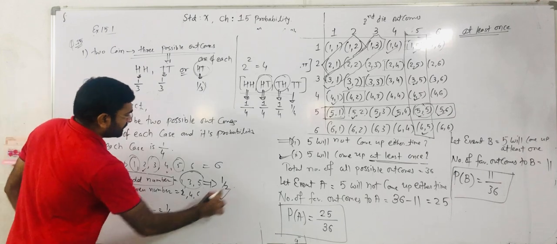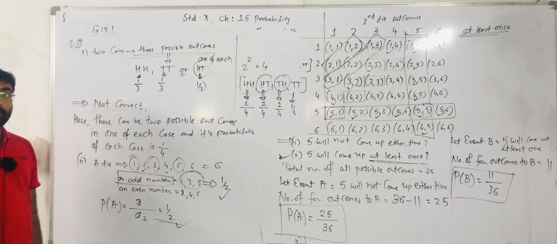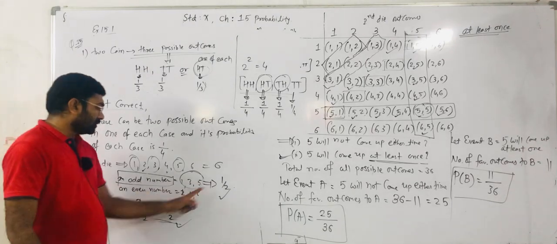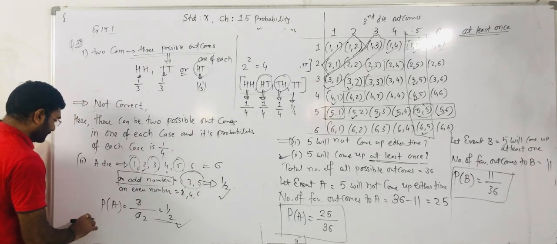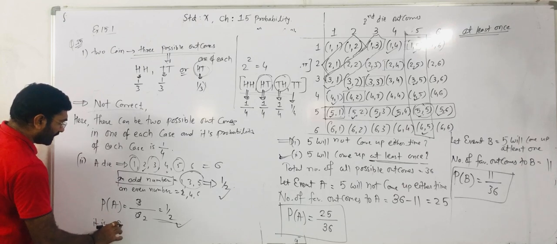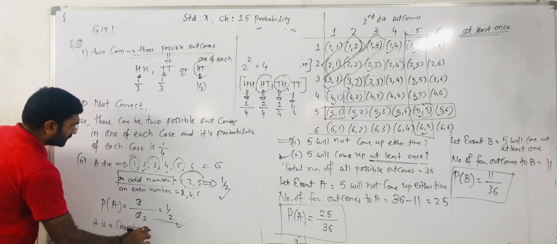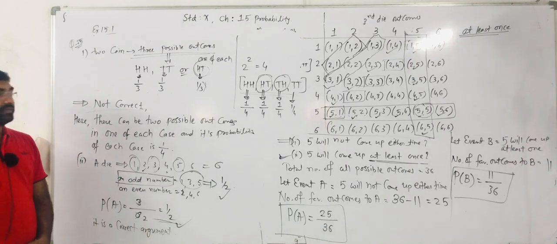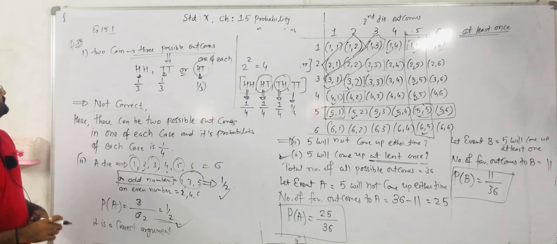So yes, it is right, because they said the probability of getting an odd number is 1 by 2. So it is a correct statement. It is a correct argument. Okay, that is the way we have to solve our exercise.